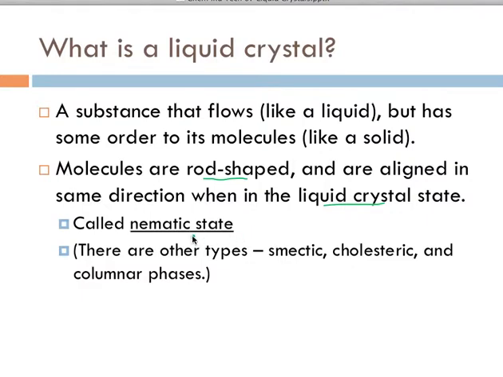One of these states is called a nematic state. There are other types: smectic, cholesteric, and columnar. And I don't know if I say those right or not, but there is a link that you could read more about these different phases if you would like to. This nematic state, you can describe it kind of like pencils in a box.